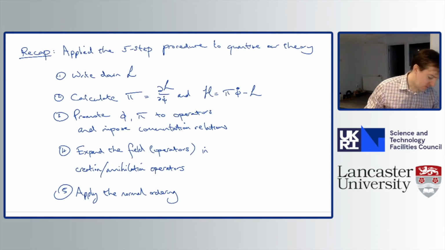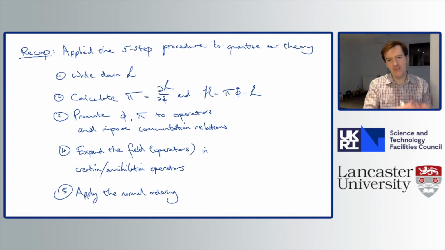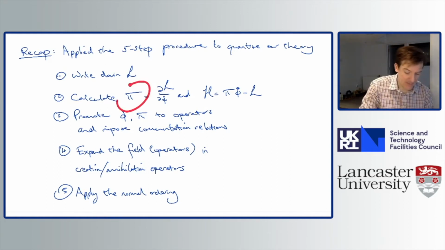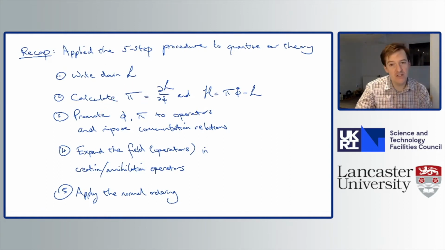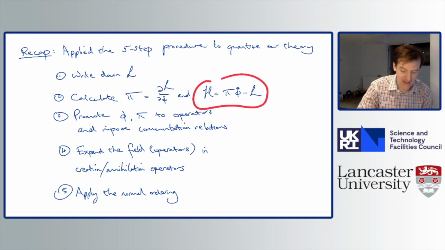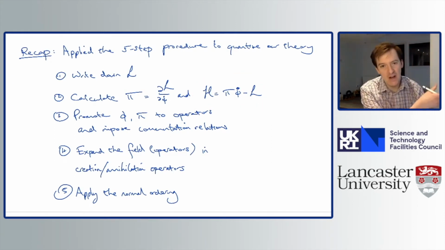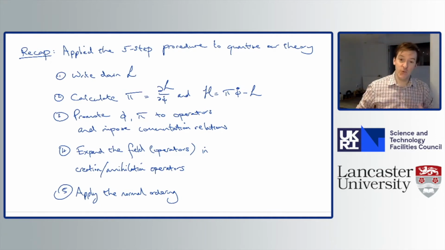One of the things we have discussed is this procedure for how to go from a classical to a quantum theory. I've given you this kind of 5-step recipe that you can follow in order to quantize the theory. Just to remind you, step 1 is when you start with the Lagrange density. So that kind of defines your theory. You then go on and calculate the conjugate momentum, this thing pi. You can construct the Hamiltonian density, this curly H thing, from knowledge of pi, from the time derivative of phi, and the Lagrange density.